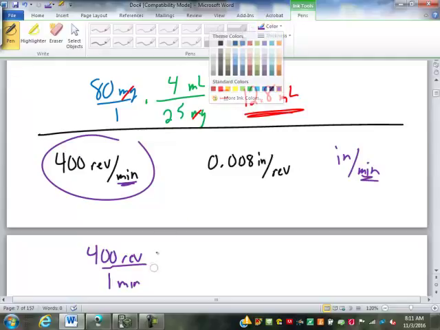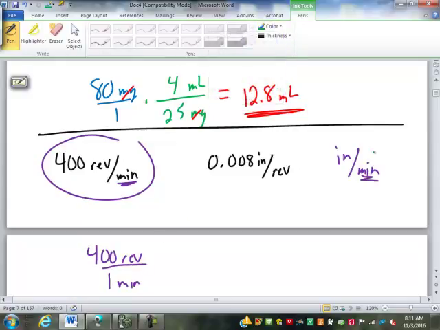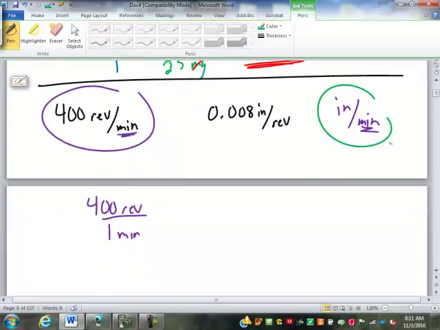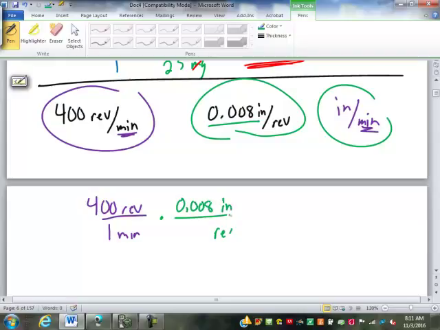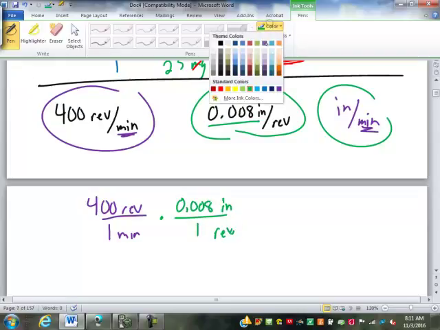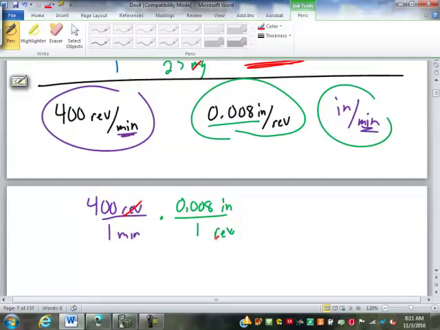Now I want to get rid of the revolutions because I want my answer to be inches per minute. So I'm going to put revolutions on bottom here. Well, in this equivalency, think of this again as being 0.008 inches or 8 thousandths of an inch is equivalent to 1 revolution. This would be 0.008 inches per 1 revolution. So the revolutions cancel out. I've got 400 times 0.008, which is going to give me 3.2 inches per minute.